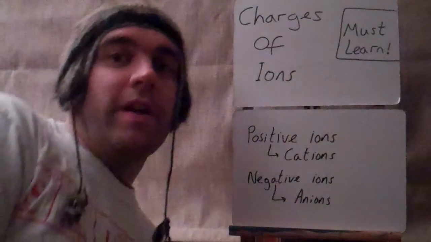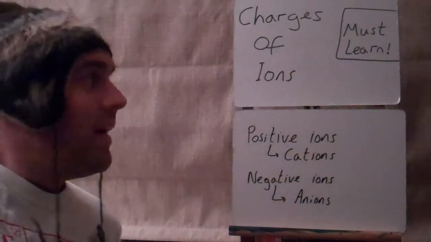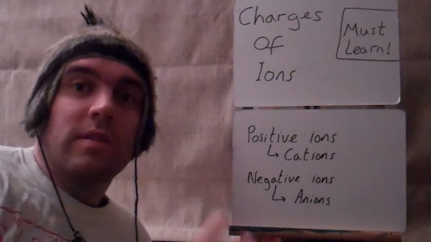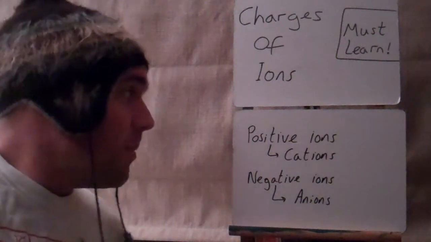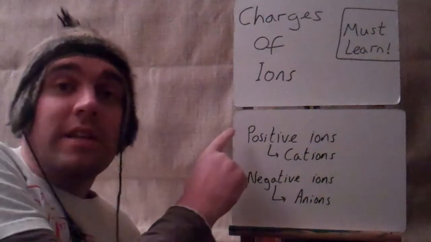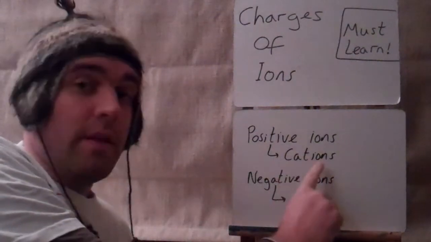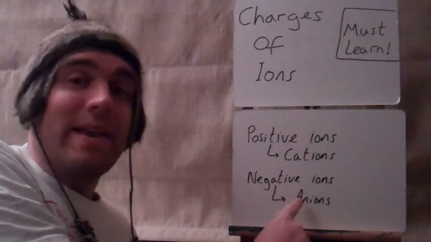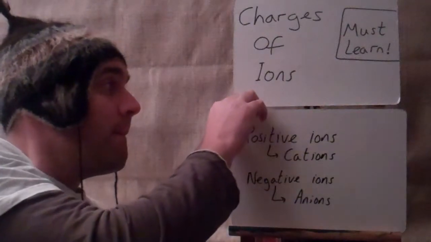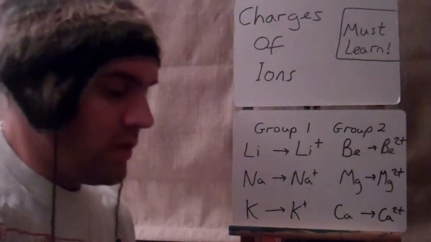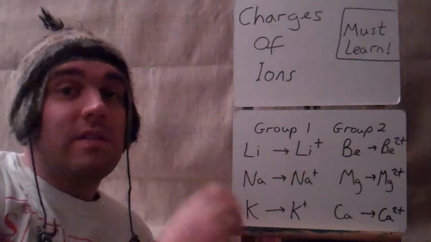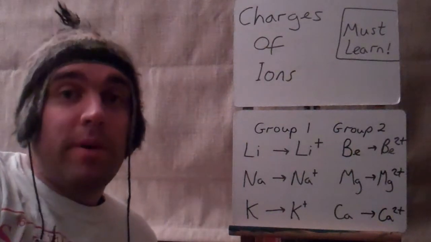Okay, hello. I'm going to talk to you about charges of ions and the different types of charges there are. It's an important thing to remember that if an ion is positive, we call it a cation. If it's negative, we call it an anion. A lot of ions, their charges you can work out from where they are on the periodic table.